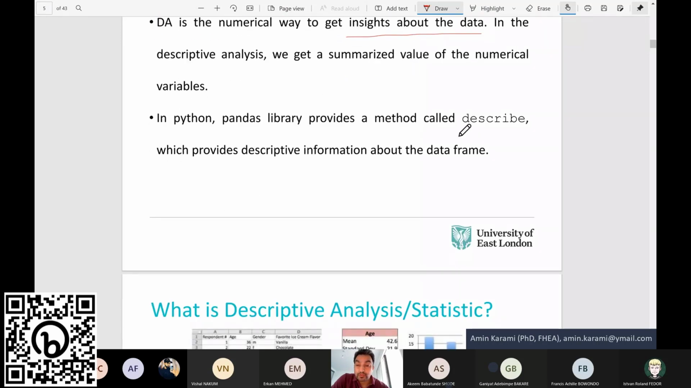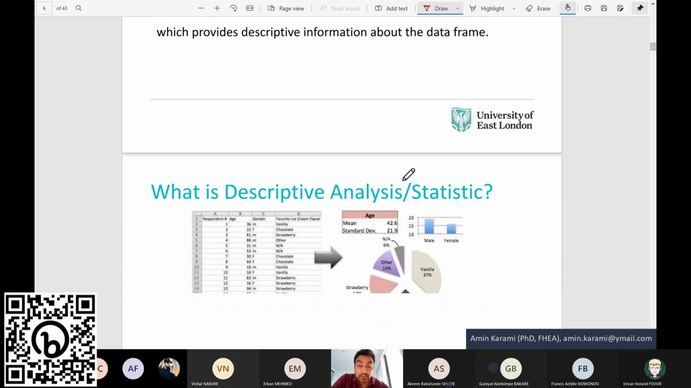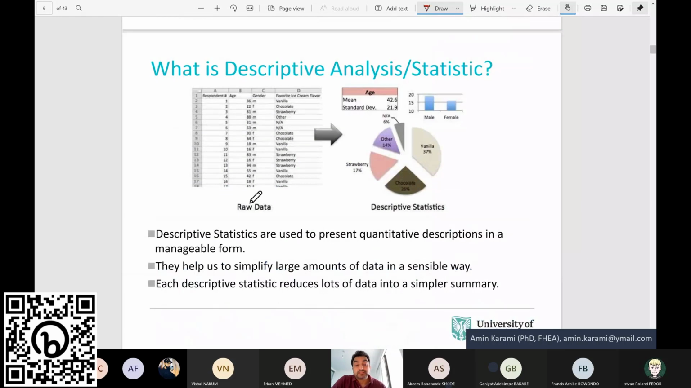There is a method in Python we call describe, and describe is going to give you well enough information about data, and we will practice with this method. This is the main idea of descriptive analysis or descriptive statistics. So let's say this is raw data, and this is really small data, like 17 rows with 4 columns.